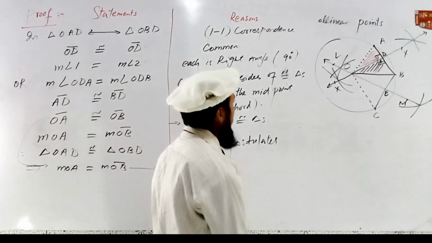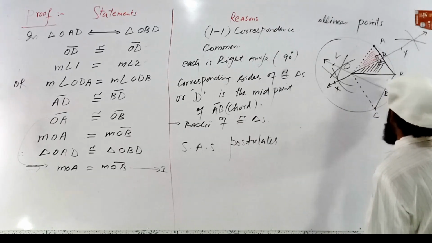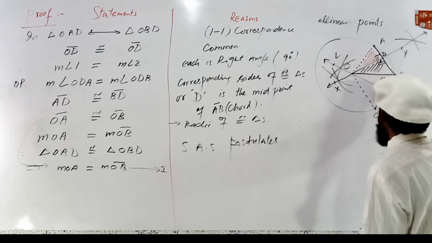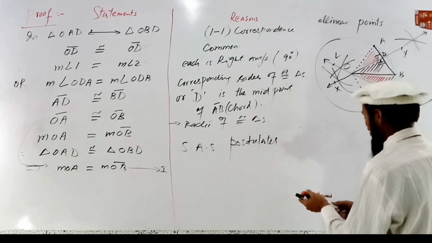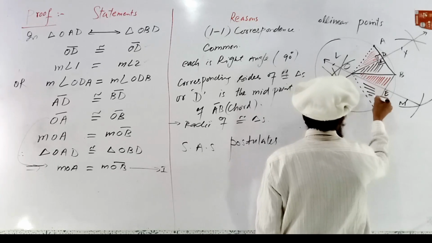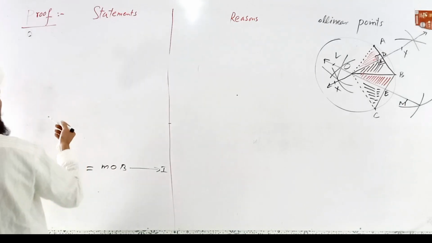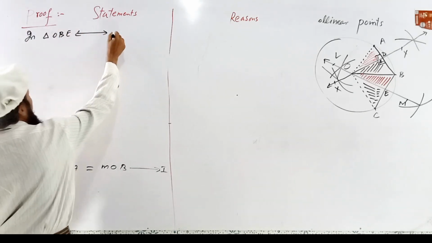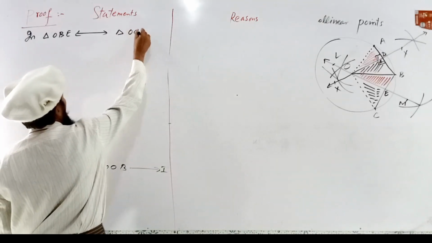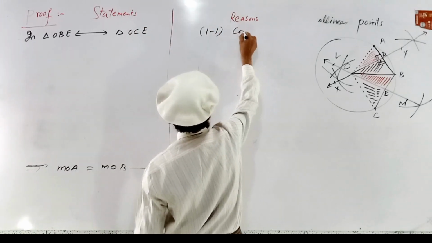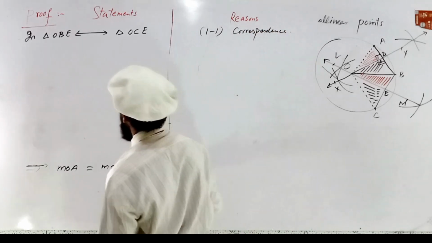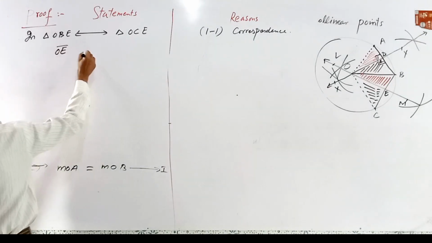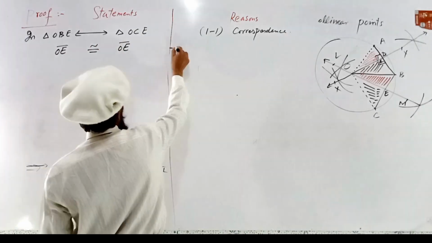Now the second triangle, we compare to each other, OBE and OCE, triangle OBE and triangle OCE as one-to-one correspondence. Here this line OE is common. OE is congruent to OE, common.